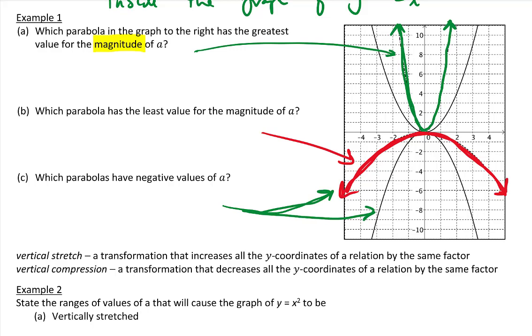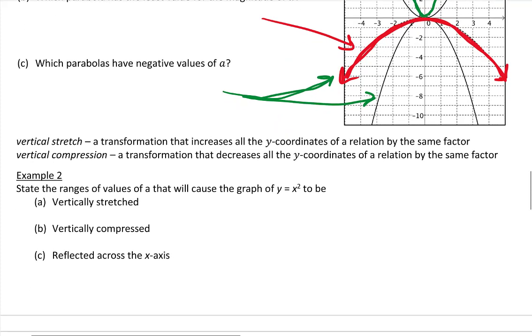So that's what I want you to know about a. The bigger the value, the more stretched or the more narrow the graph is. The lower the value, or the closer to 0, the wider the graph or the more compressed. Positive a values open up, negative a values open downwards.